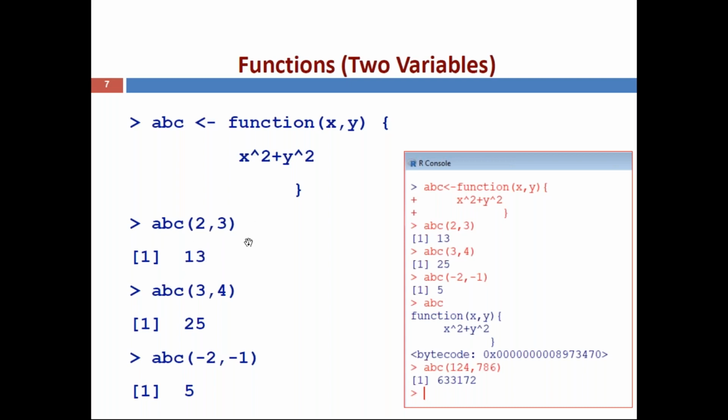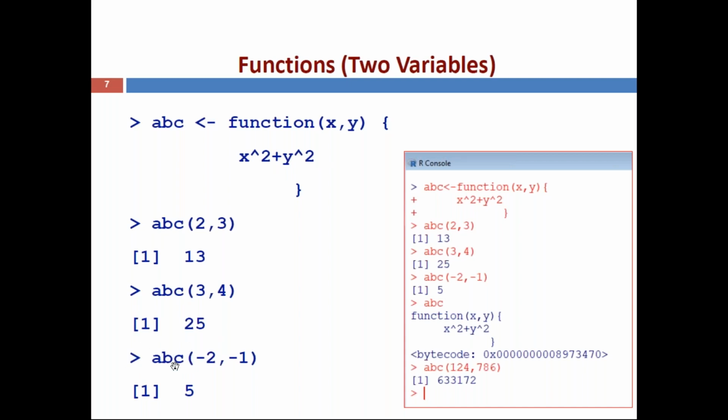So this is the output. Similarly, another example, ABC of 3 comma 4. We are using x as 3 and y as 4. Then it calls the function command x power 2 plus y power 2, where x is 3 and y is 4. 3 power 2 is 9 plus 4 power 2 is 16. So total 25 is the output.